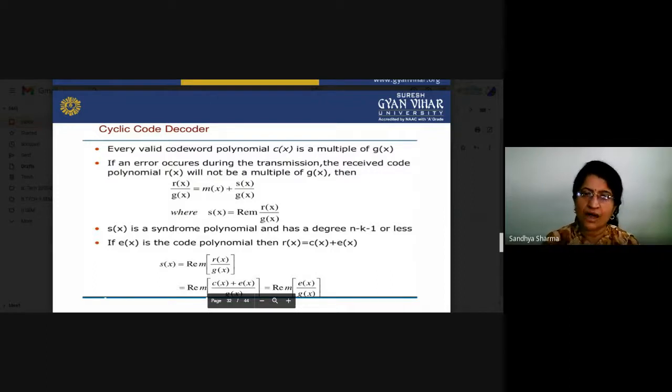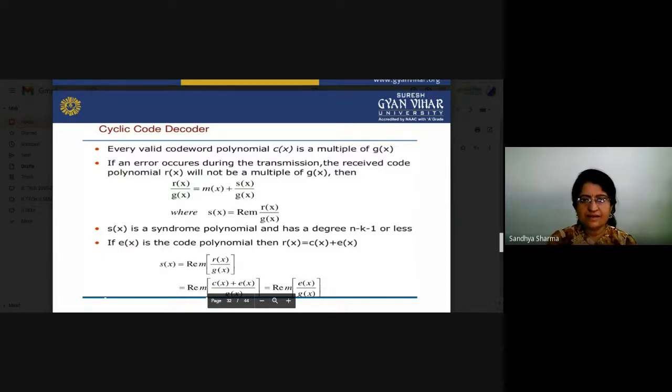And after that you have to check your syndrome. The syndrome is also in polynomial form and its highest degree is n minus k minus 1 or less, not more than this. If the syndrome is 0, there is no error, and if a syndrome exists, there is an error.